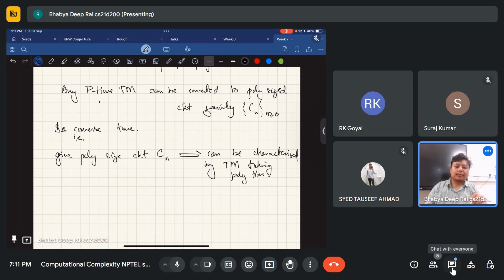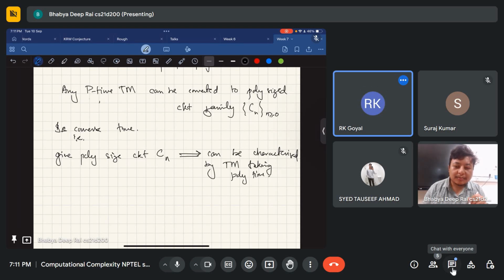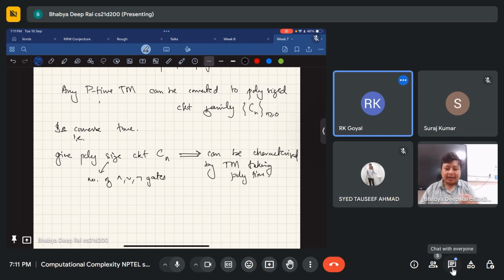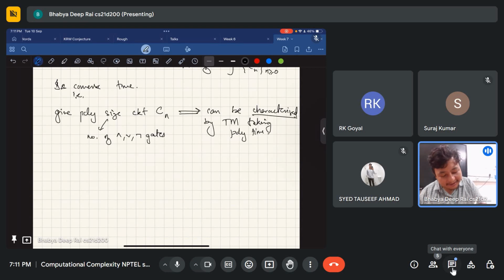Is this true? So what is the size of a circuit? Polynomial size circuit. So what comprises the size of a circuit? Oh, okay, the size is the number of gates, number of AND, OR, NOT gates. Okay. So what do I mean by characterized? It means when Cn says x is equal to 1, then the Turing machine says accept, and when Cn says x is equal to 0, then the Turing machine says reject.